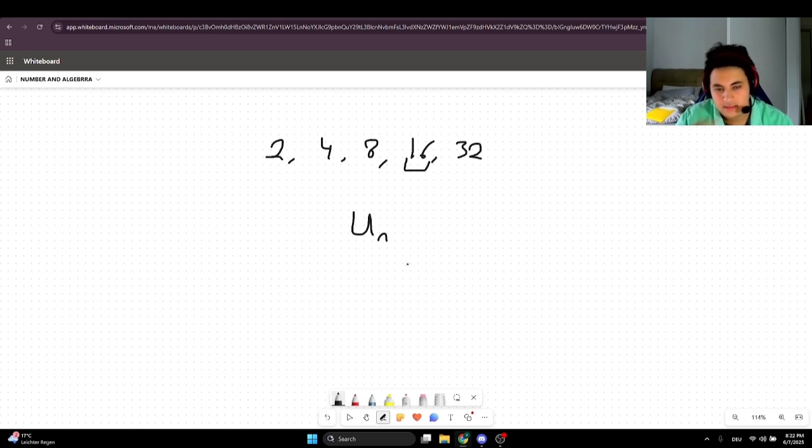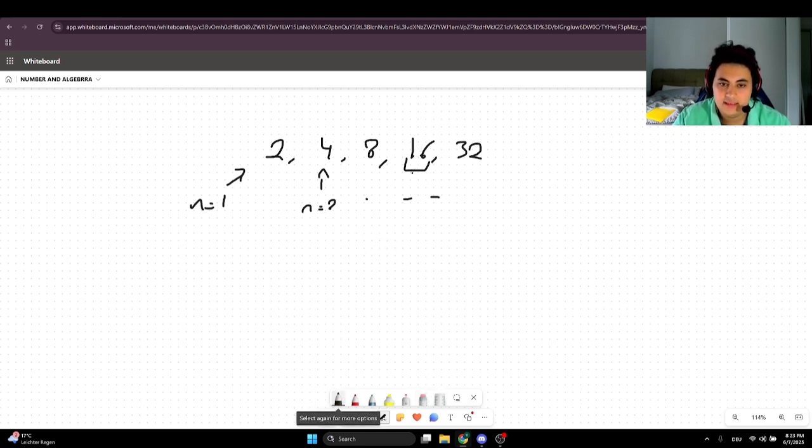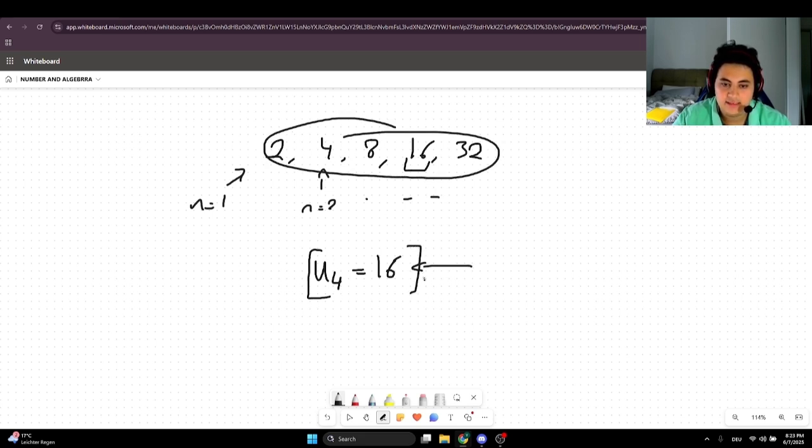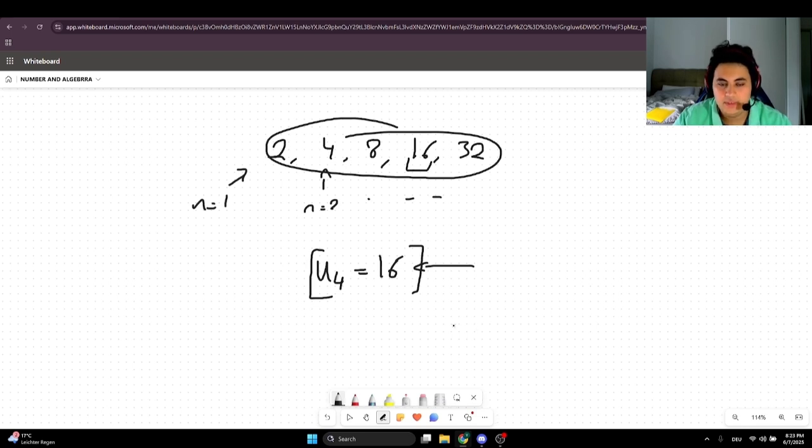So this basically describes the nth term. So where in the sequence is that specific number, position-wise? So here, for example, n is equal to 1. Here, n is equal to 2, and so on. So that means that if I want to talk about 16, it's the fourth term. So I denote it by U4. So U4 is equal to 16. So I'm saying that U4, the fourth term of this specific sequence, is 16. Okay? So that's how we denote it.